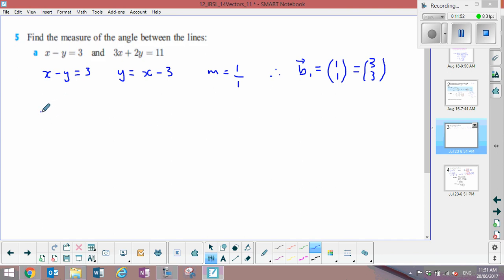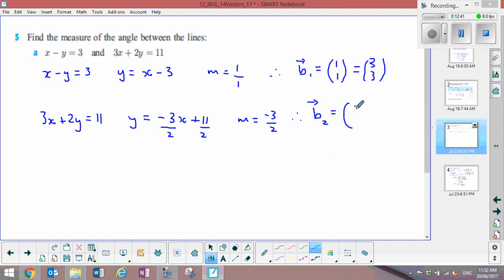The second line here, where we've got 3x plus 2y equals 11. Make y the subject. So we're going to have y equals minus 3x plus 11. But we need to divide by 2. So we're going to have minus 3 over 2 x, plus 11 over 2. So that means our gradient is minus 3 over 2. So therefore our direction vector is equal to, there's your x part, that's your y part, in the simplest form will be 2, minus 3. Of course, you could have put the negative with the 2 and made the 3 positive, it doesn't matter.